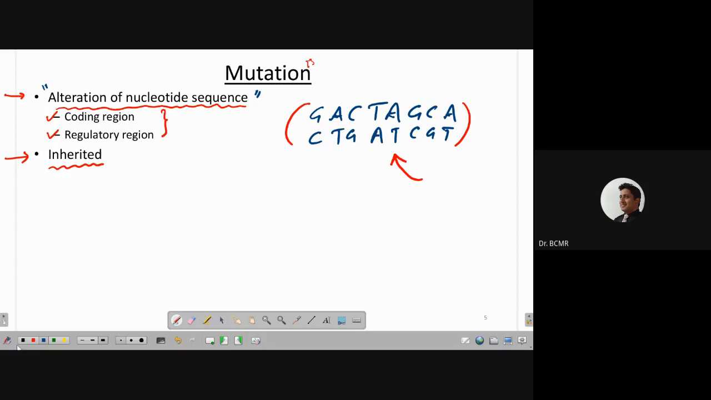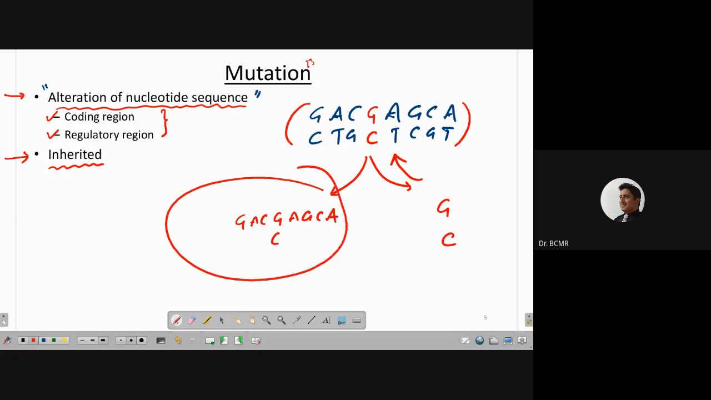But if the repair did not happen immediately and the cell division has occurred, then the daughter cells would get the mutation. I'll just write the mutated sequence here. That means just GC I'm writing. That means these are the daughter cells that have come up from this parent, right? That means the mutation, or the change in the nucleotide sequence, is inherited by the offspring.